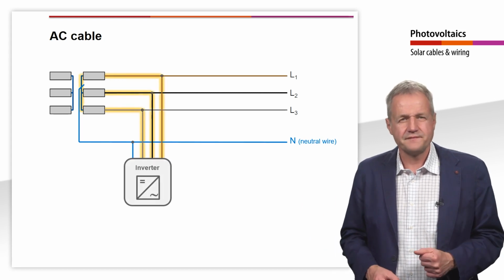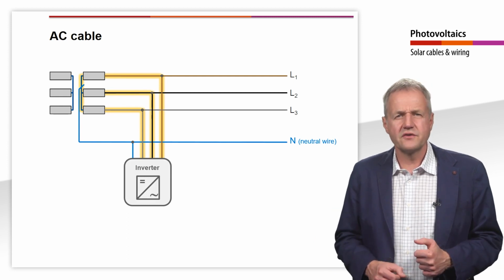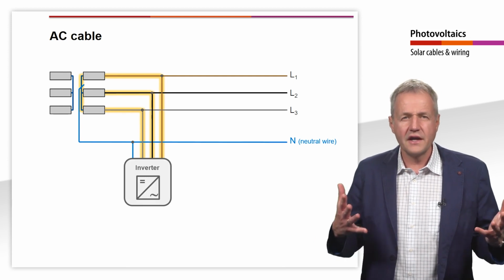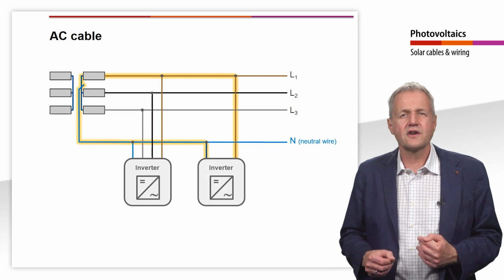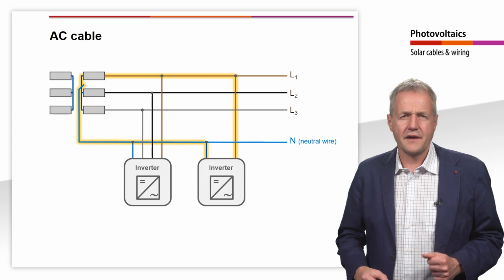The situation is different if only one phase is used, as in the case of an ordinary single-phase consumer or an inverter feeding in a single phase. In this case, the circuit used runs via a phase line and the neutral line.